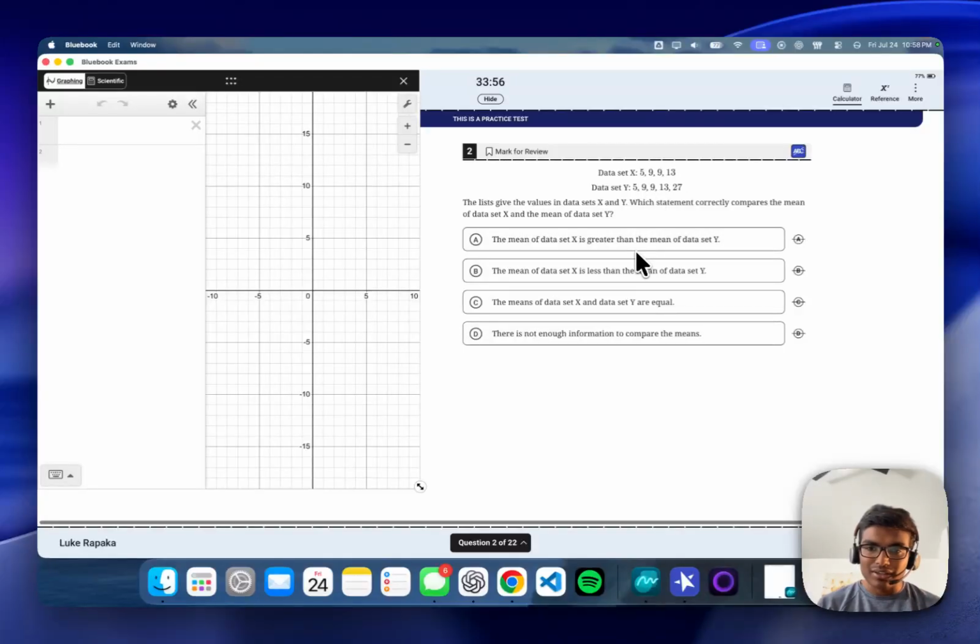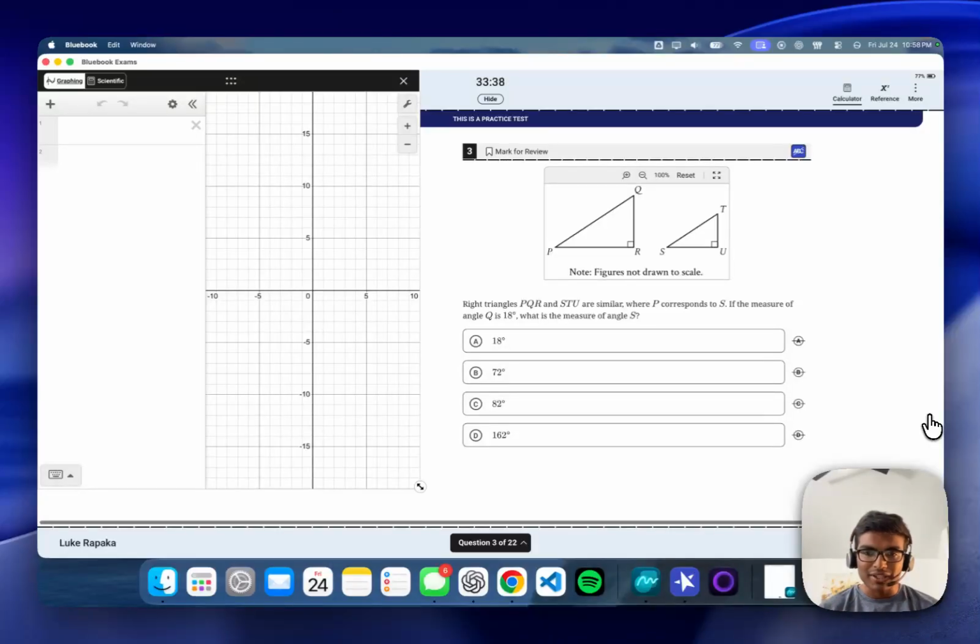So let's go ahead and find an answer that supports that. Mean of data set X is less than the mean of data set Y. Yeah, that's what I was saying. So mean of data set Y is greater than X. So that would be our answer there.